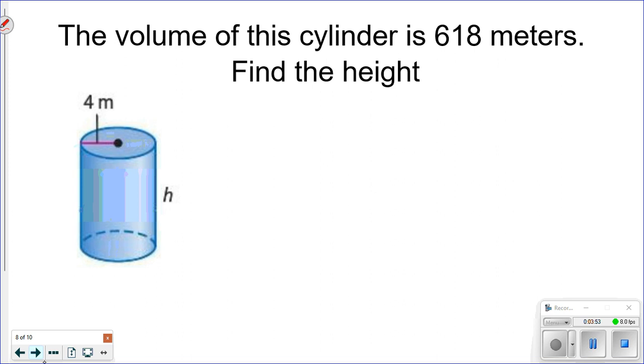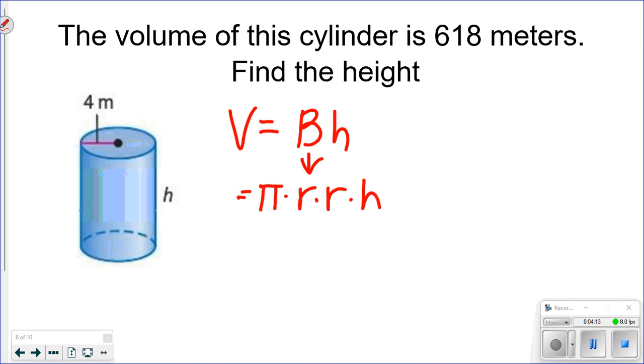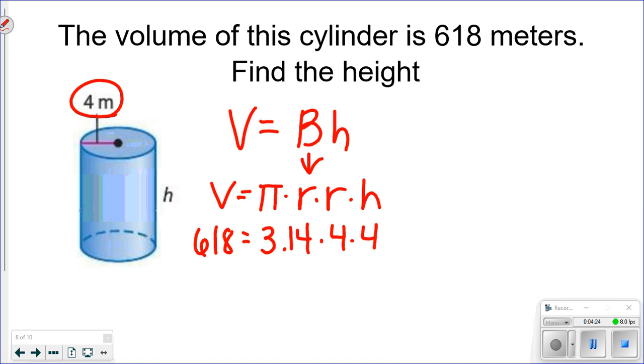I'm going to do a few more here, and I'm going to do the ones that look like this. The volume of the cylinder is 618 meters cubed. Find the height. Notice it gives me the volume, it doesn't give me the height, so we're going to work backwards to find this. Let's first write what we know. This is pi times radius squared times height equals your volume. Now we're going to fill in what we know. The volume is 618. Pi is 3.14. It tells me my radius is 4, but it doesn't tell me my height.